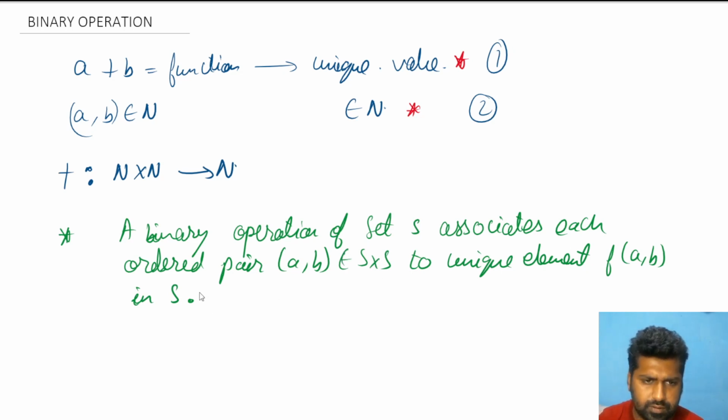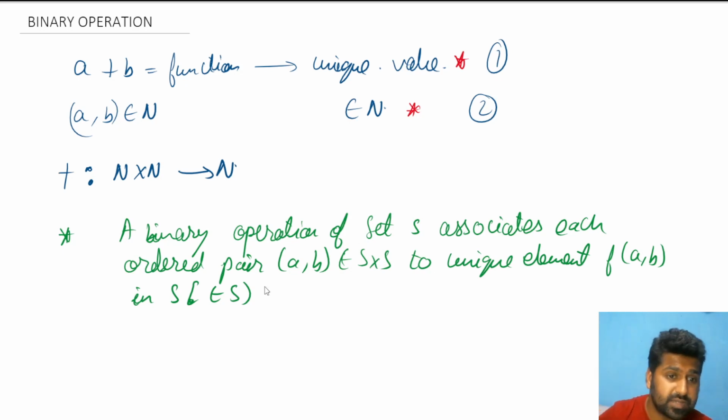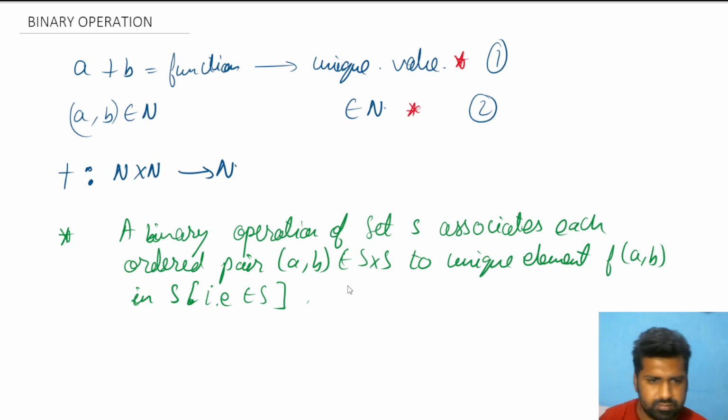If you are unable to understand this, consider this as belonging to S. The elements are chosen from the same set, and the result should also be from the same set, and they should result in the same value. That's the definition. I know it's kind of weird, but try to understand it from these two ideas: the unique value should belong to the same set. Mathematically, the binary operation definition is that f is such that S cross S, the ordered pair, results in S.